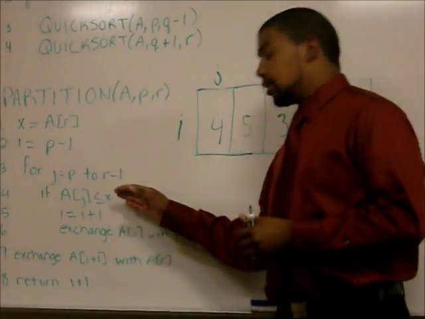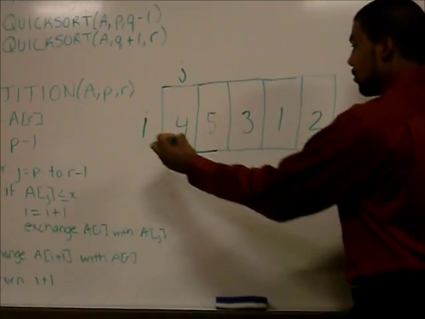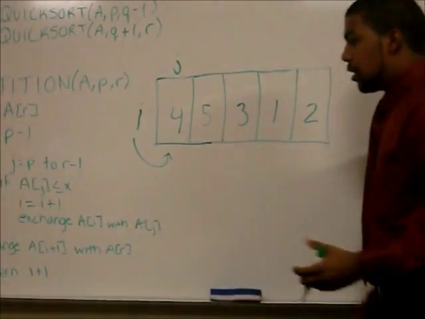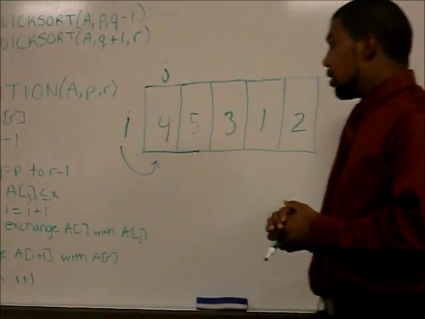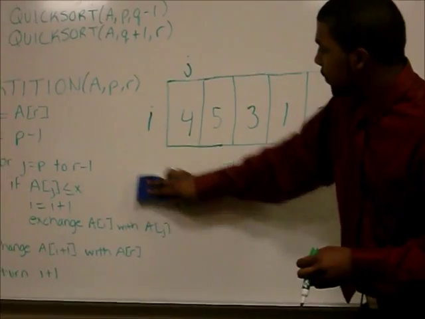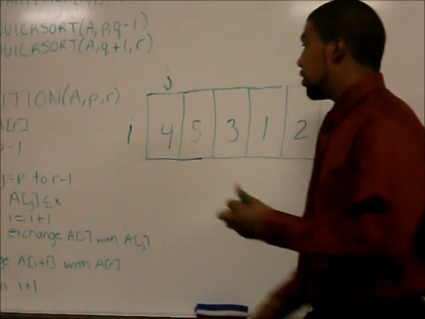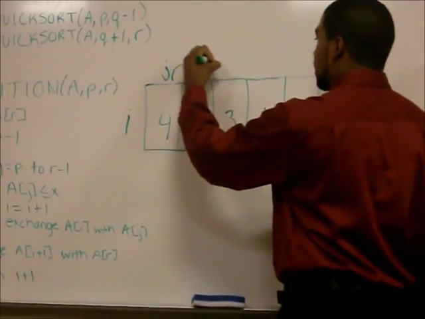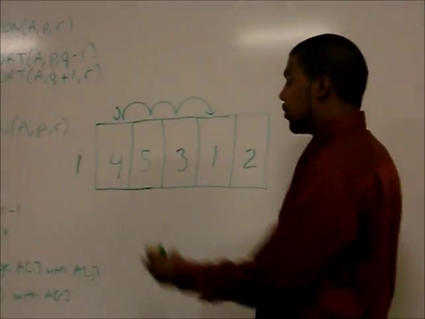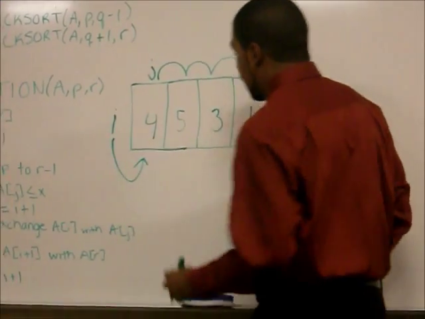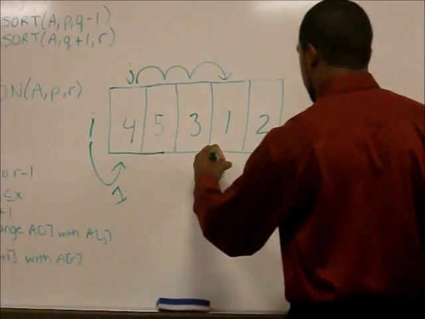Now, if J is less than the last position in the array, then you're going to increment I and switch I and J. But since it's not, I'm not going to do that right here. So, if it's not less than the last position, then you would just increment J. You increment J until you find a number less than the last position, in which case you would increment I and switch I and J. So now 1 will be here, 4 will be here.